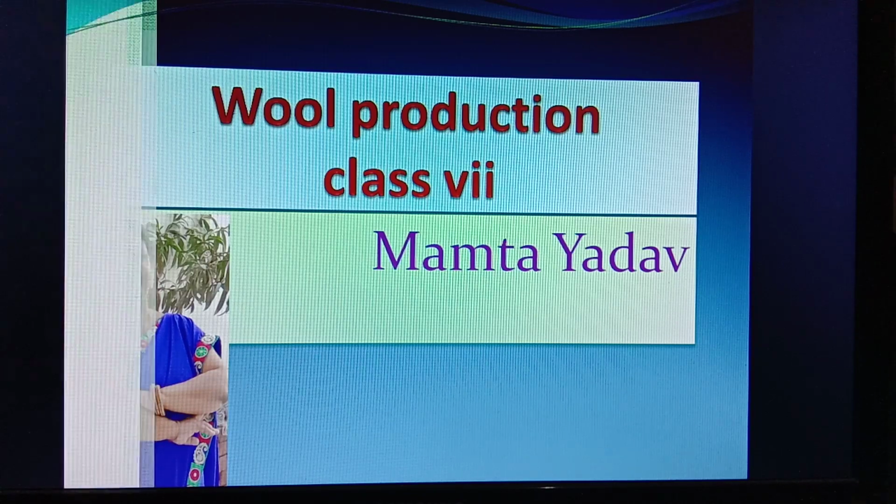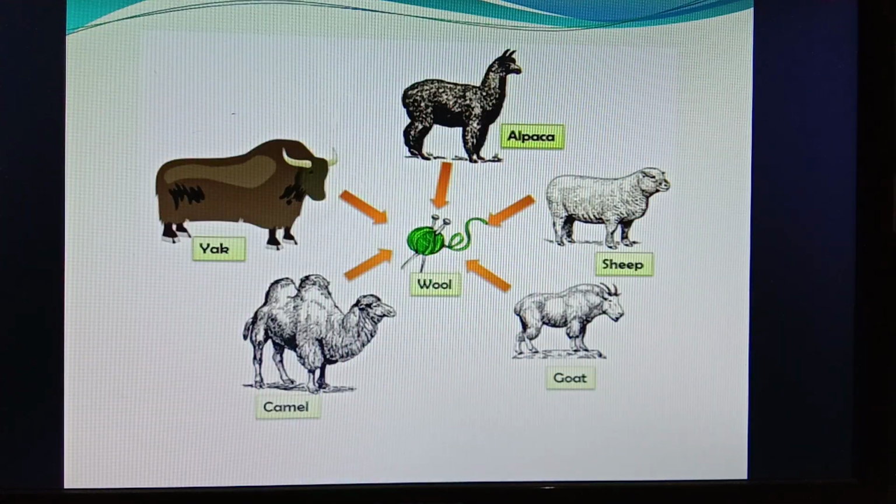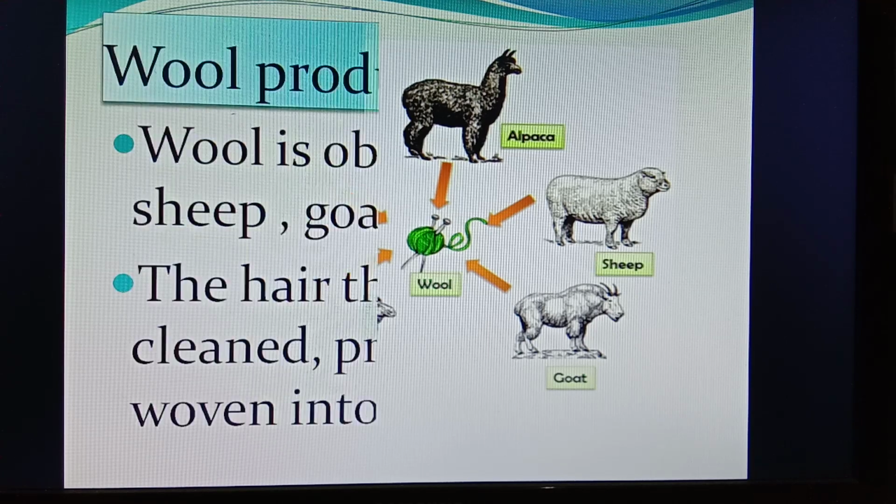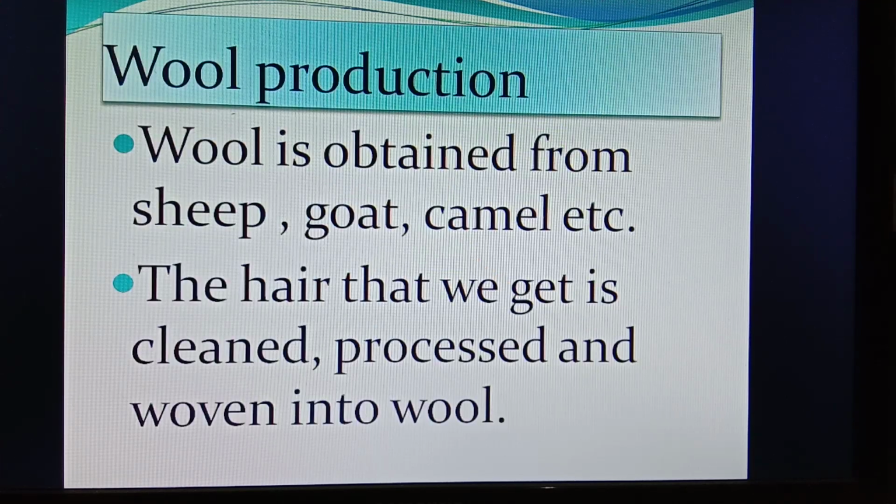Animals like sheep, goat, alpaca, llama, yak, etc. provide us with wool fiber. This fiber has to pass through various processes to become a sweater or a shawl. So, today, let us learn about the processes involved in wool production.